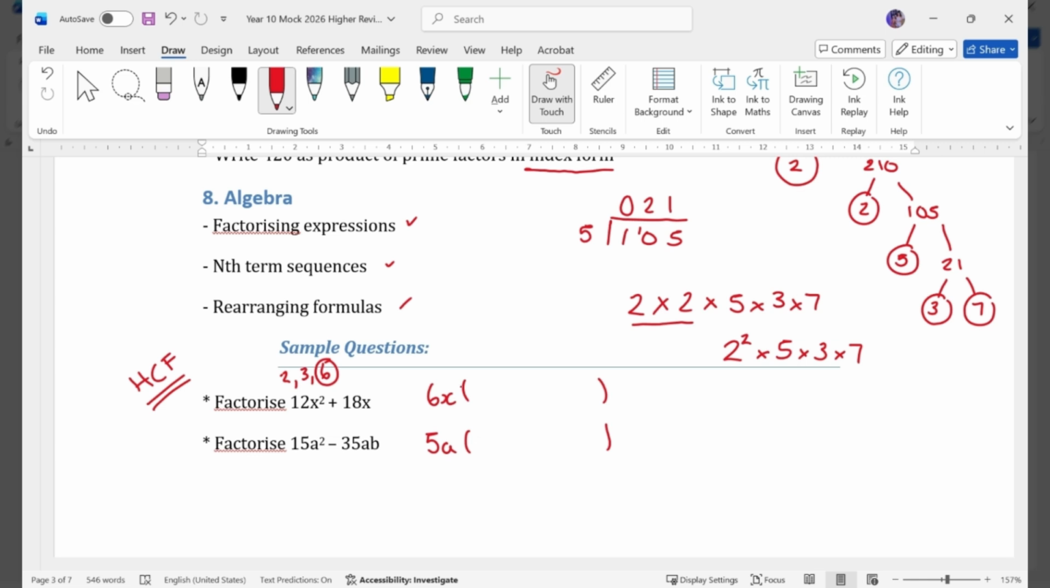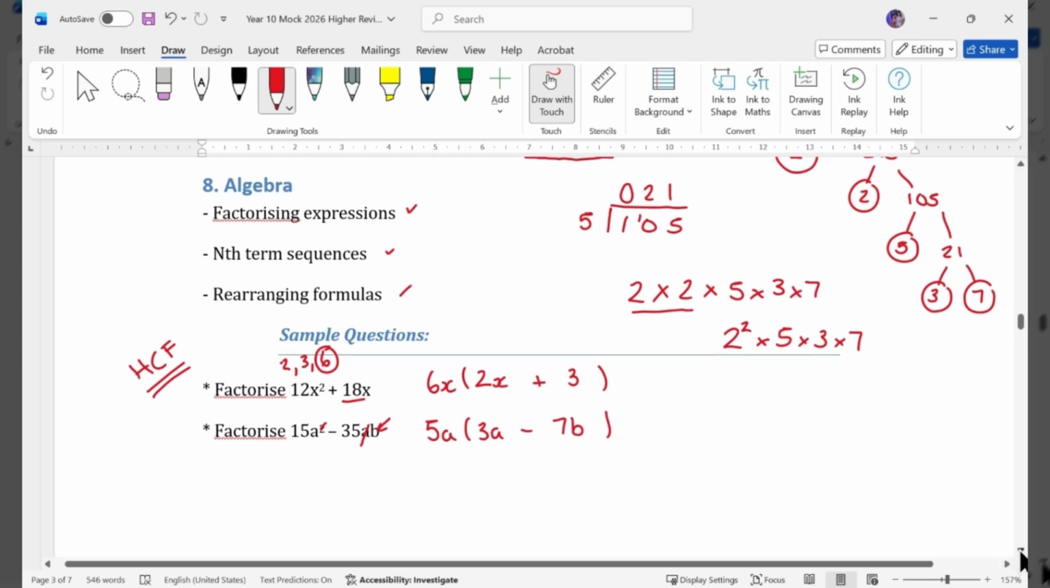6 times what makes 12? 2. X times what makes x squared? X. Plus 6 times what makes 18? 3. X times what makes x? Well, I've already got the x when I times it, so I don't need the x there as well. And down here, we'd have 3a minus 5 times what makes 35? 7. The difference here is, even though one of those a's has gone outside the bracket, there is still a b there that I didn't take outside the bracket, so it needs to stay where it is.